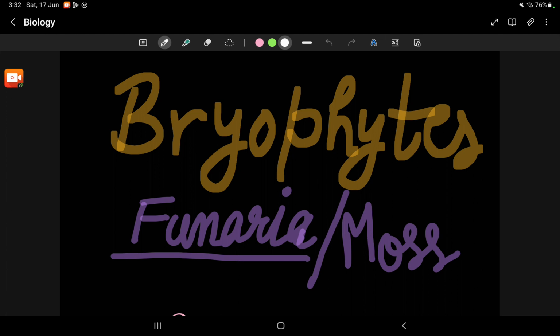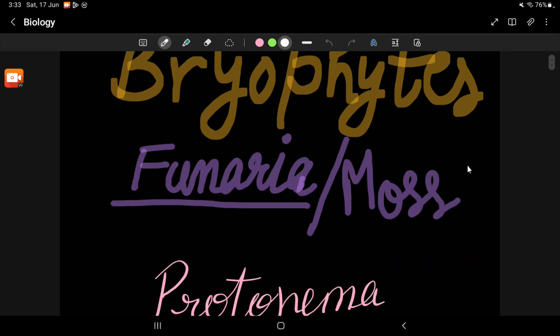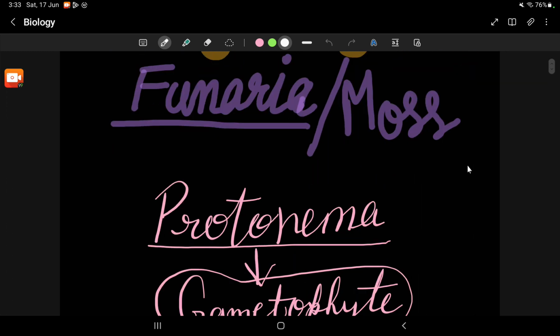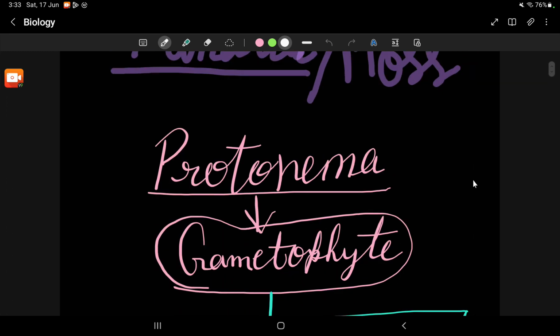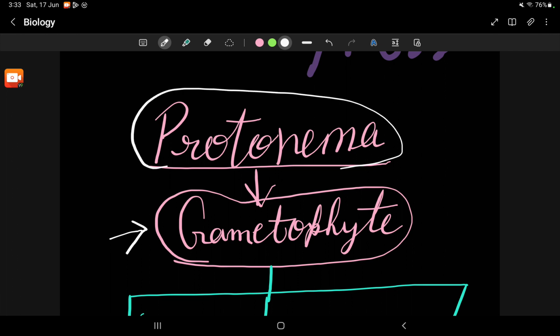Today we will discuss bryophytes, Funaria, moss in bryophytes. Let's start with the famous question: from which part does the gametophyte arise? The answer will be protonema. This is the first question.